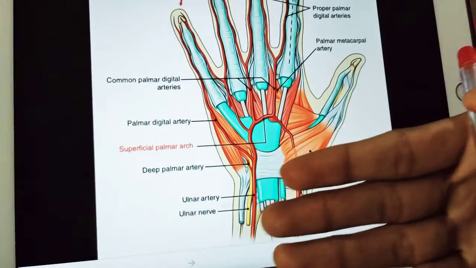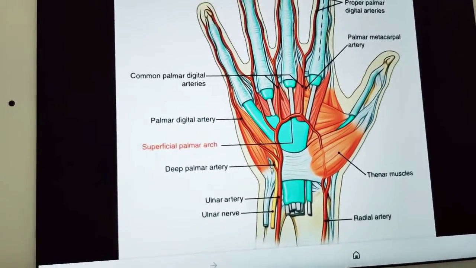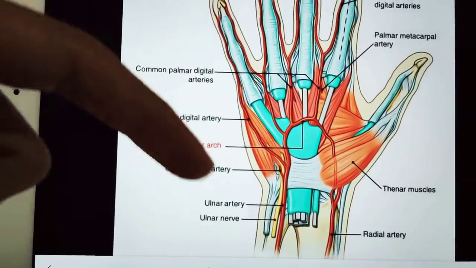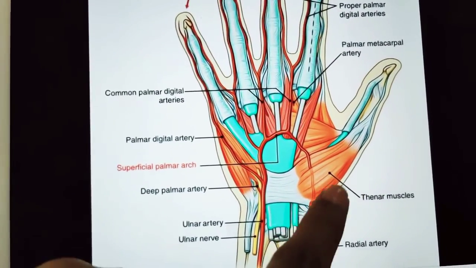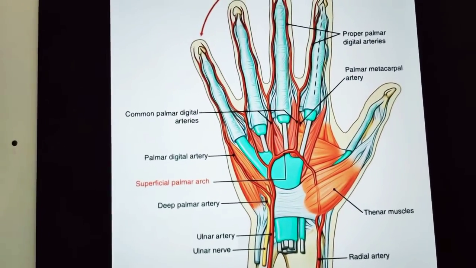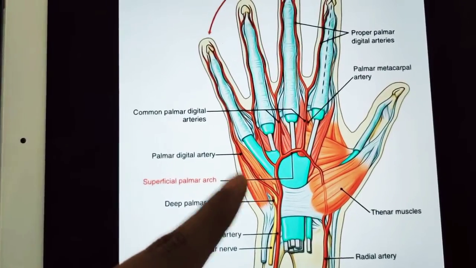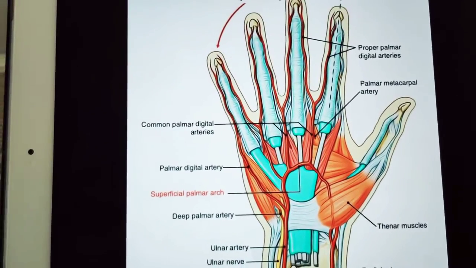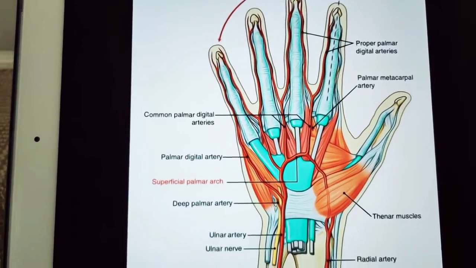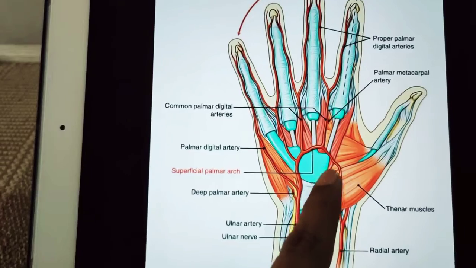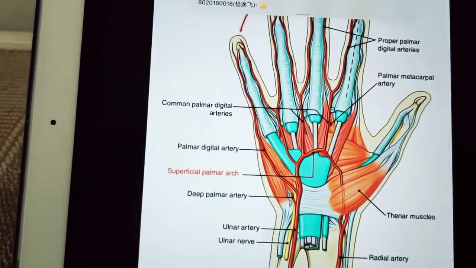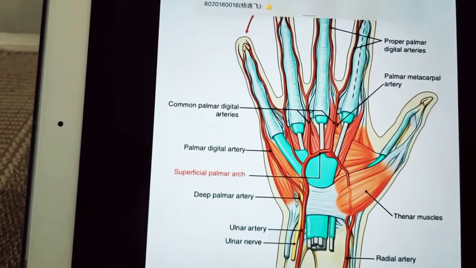So now let us understand the relations of the superficial palmar arch. The superficial palmar arch lies deep to palmaris brevis. If you remember, there will be palmaris brevis over here in the hypothenar eminence, right? If you remember in the before video, hypothenar eminence, this will be the palmaris brevis muscle. So this superficial palmar arch is deep to palmaris brevis and also deep to the palmar aponeurosis. You know, the palmar aponeurosis will be in the middle, you can see.